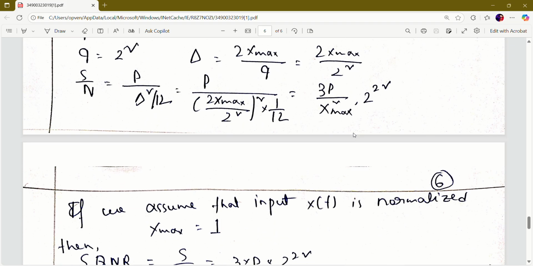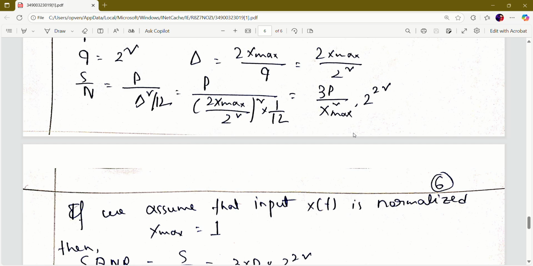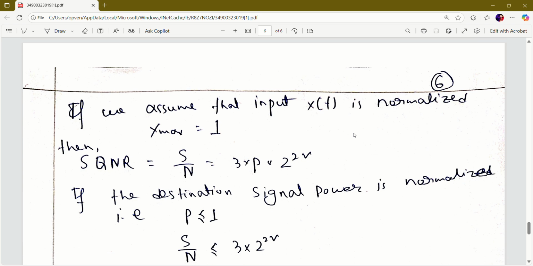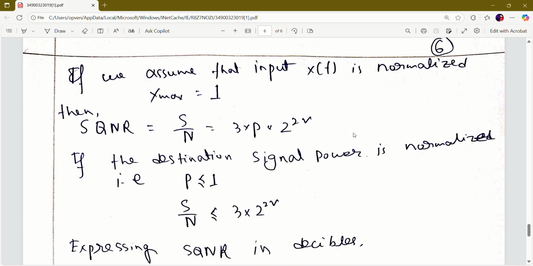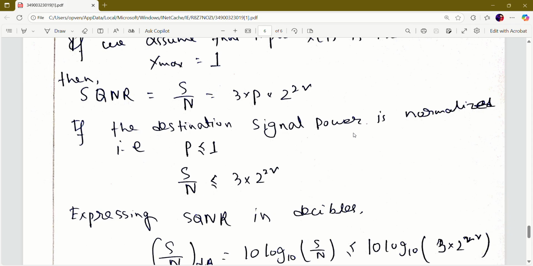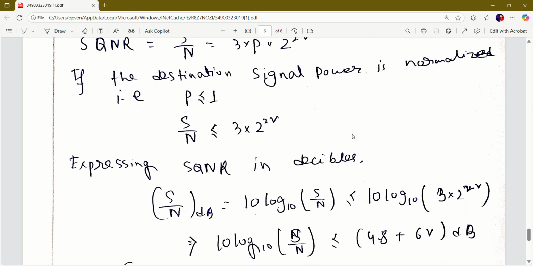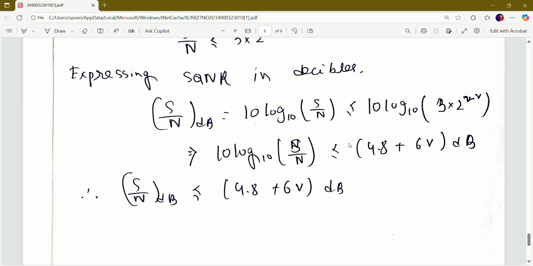Then putting the value of delta, we get that SQNR equal to 3P by x max squared into 2 to the power 2v. Then if we normalize x max equal to 1, and also the signal power is normalized, which is P less than or equal to 1, then SQNR is less than or equal to 3 into 2 to the power 2v.